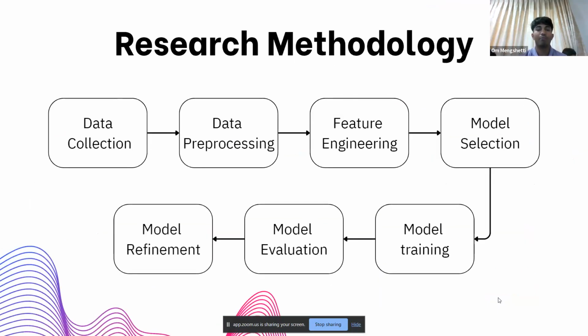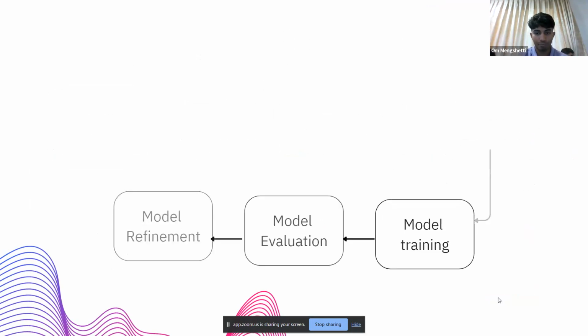Moving on, I'll quickly tell you about the research methodology. Data collection, where we get our data set, we refine it, which is the data pre-processing part. Then we do the feature engineering, where we understand the features or the attributes of the data set, where we can harness the information for our use. Moving on, we go to model selection. We look out for the best possible machine learning approaches to the problem, and we shortlisted 4 such algorithms for our approach. Then we trained the model, then evaluated it and refined it to increase the accuracy.